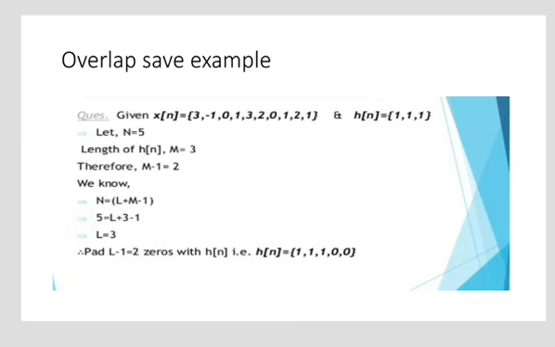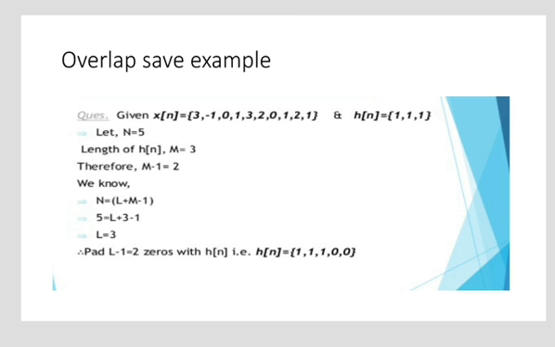So here is the example for overlap save method. Given that x(n) is equal to 3, -1, 0, 1, 3, 2, 0, 1, 2, 1 and h(n) is equal to 1, 1, 1. So we will consider N is equal to 5. Then the length of h(n) is denoted by M and its length is 3. So M minus 1 is equal to 2. And we know that N is equal to L plus M minus 1. So by using this equation we can find the value of L. So here we get the value of L is 3.